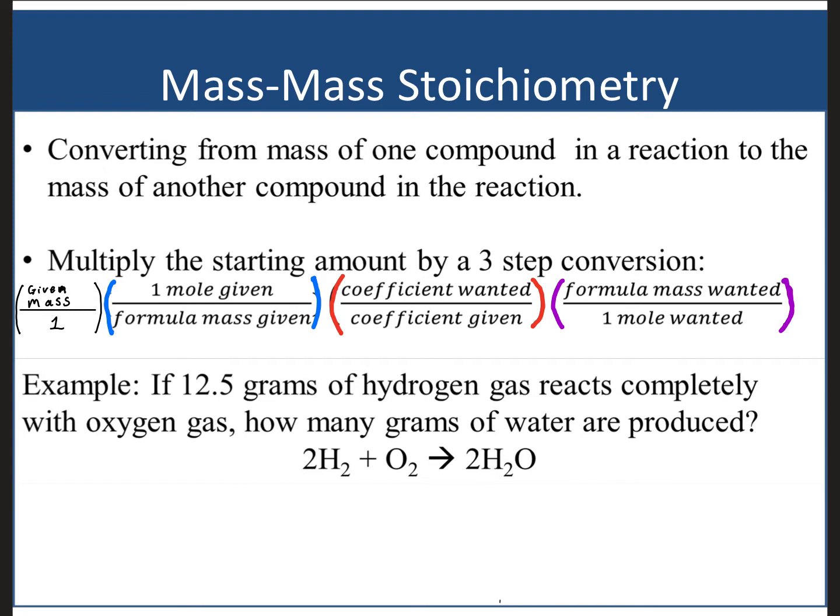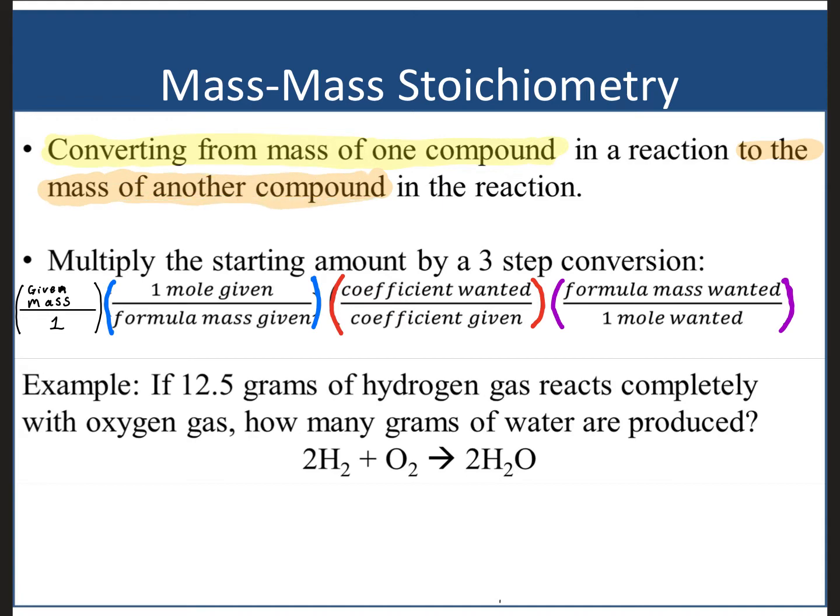Here we're going to talk about mass-to-mass stoichiometry. It's a little different than what we talked about in the last one, which was mole-to-mole and mole-to-mass stoichiometry. In mass-to-mass stoichiometry, we are converting from the mass of one compound or substance in a chemical reaction to the mass of another compound or substance in the chemical reaction.